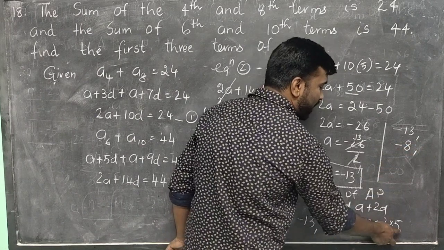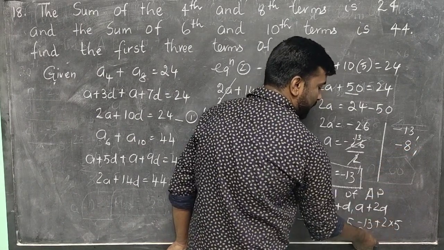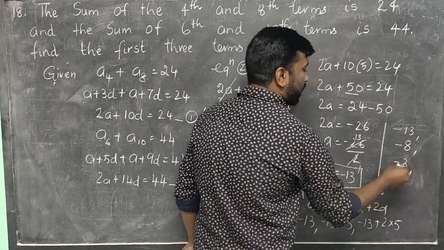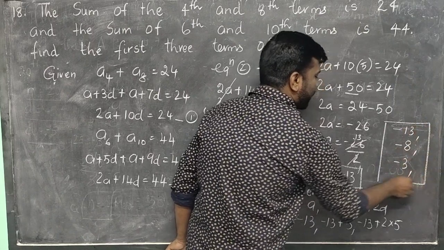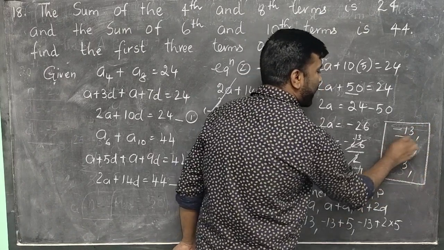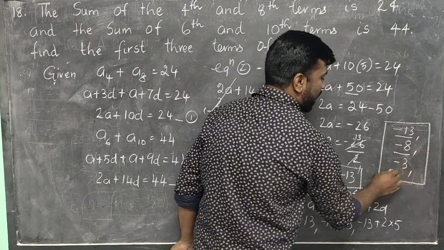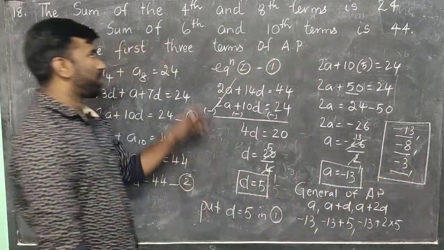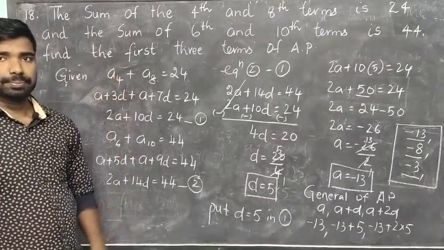Next, 2 fives are 10. Minus 13 plus 10, we get minus 3. Therefore, the first three terms of the AP are minus 13, minus 8 and minus 3. These are the required first three terms of the given AP.